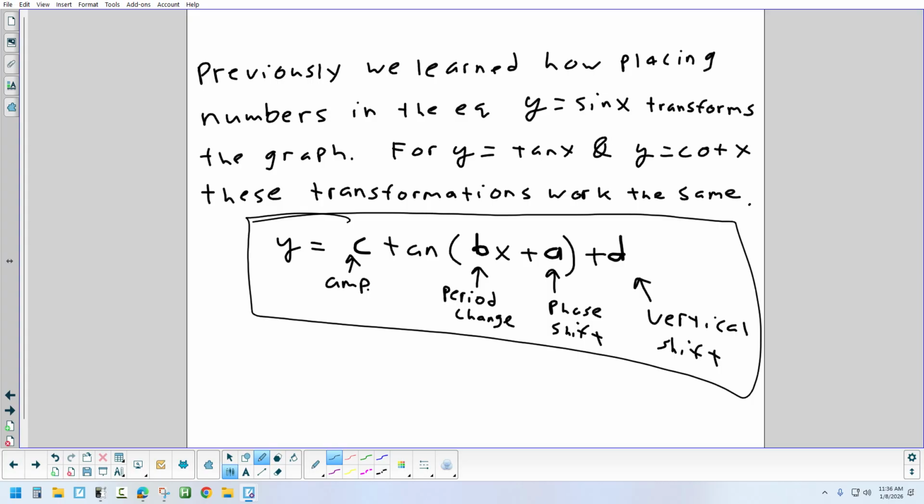Well, I guess a couple things I'll ask you. If it's plus A, which way does that move the graph? Left. Moves it left. And minus A? To the right. Yep. That's exactly the same. If D is a positive number, that would shift the graph which way? Up. And if D was negative, down. Yep.